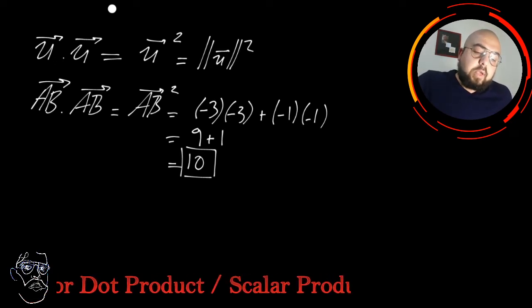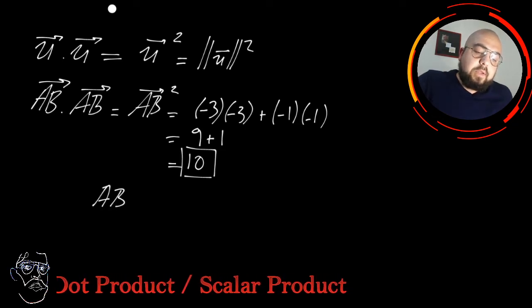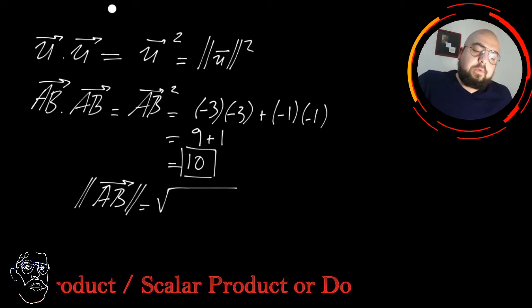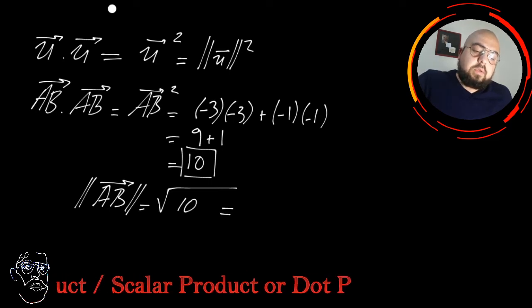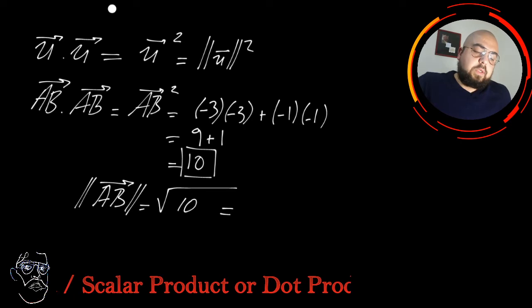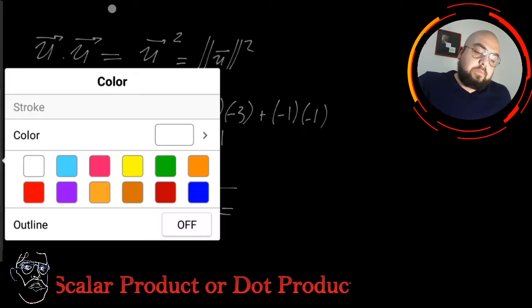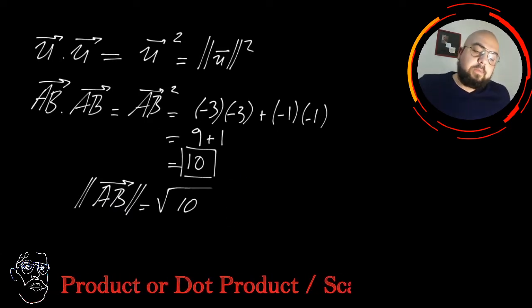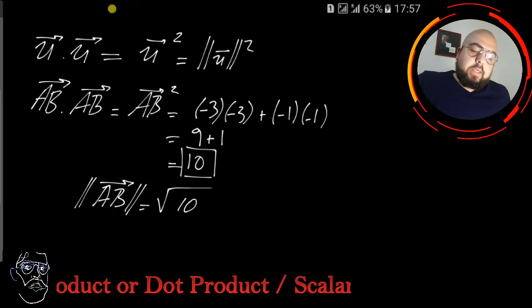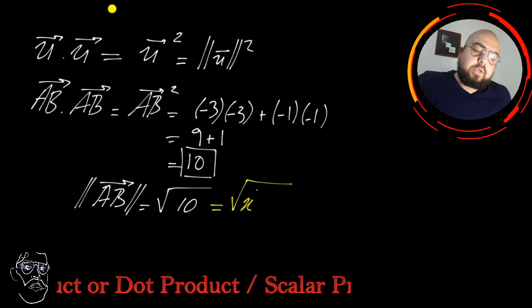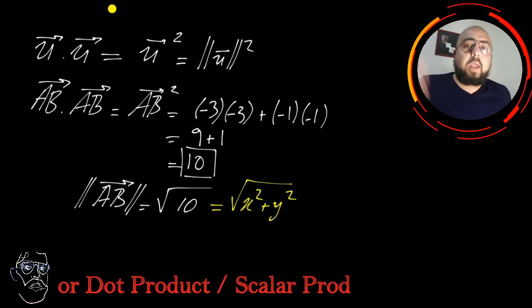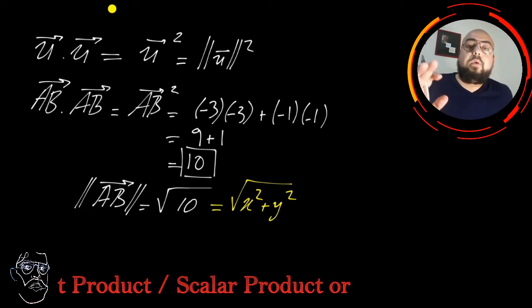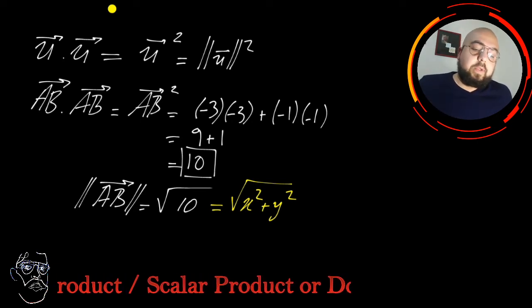Of course, from this you can deduce that the norm of AB is the square root of 10. So it will remain the square root of 10. In case you want the general formula, it's equal to the square root of x squared plus y squared.